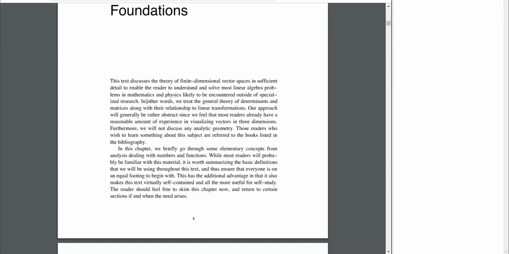elementary concepts from analysis dealing with numbers and functions. Readers will probably be familiar with this material. It's worth summarizing the basic definitions that we will be using throughout this text, to ensure everyone is on the same page here.